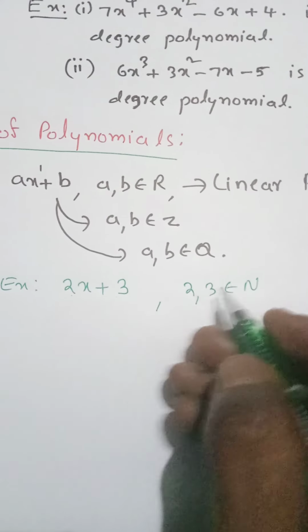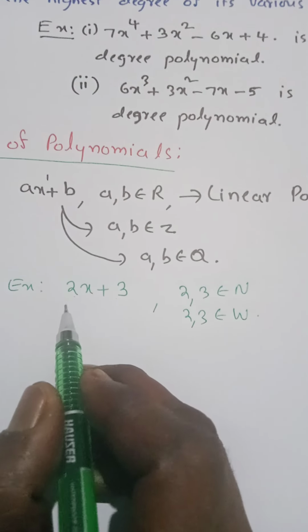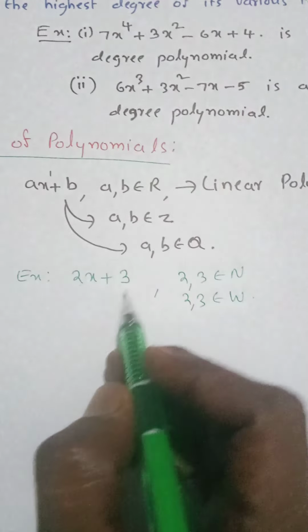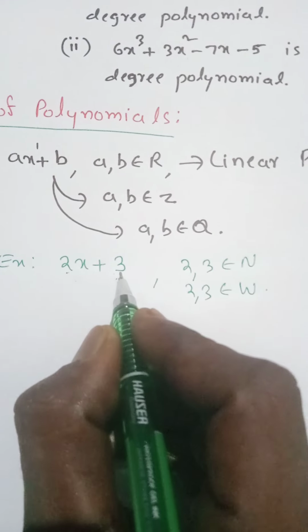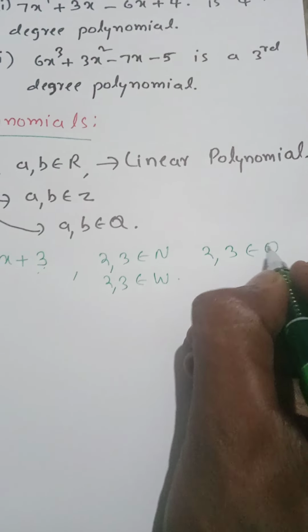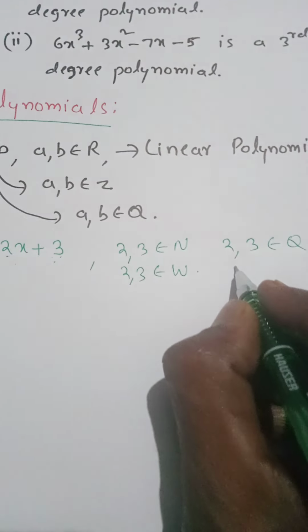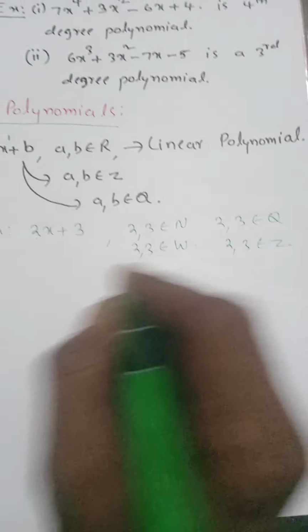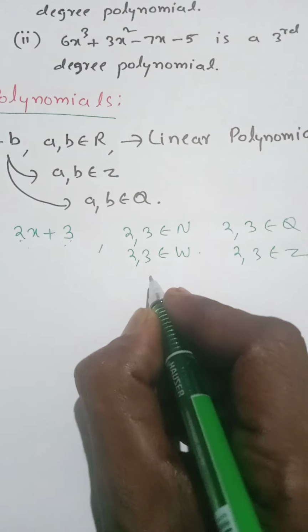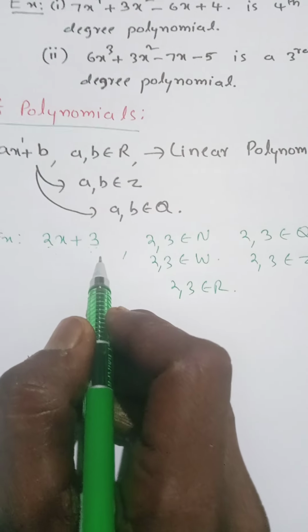And again, these both are whole numbers also. These both belong to the set of whole numbers. That's why we call it a whole numbered linear polynomial also. We can consider both 2 and 3 as rational numbers also. Then we call it a rational linear polynomial also. And one more thing, here 2 and 3 again belong to the integers. We can call it an integral linear polynomial also. Again, 2 and 3 belong to the real numbers. Then we can call it a real linear polynomial.